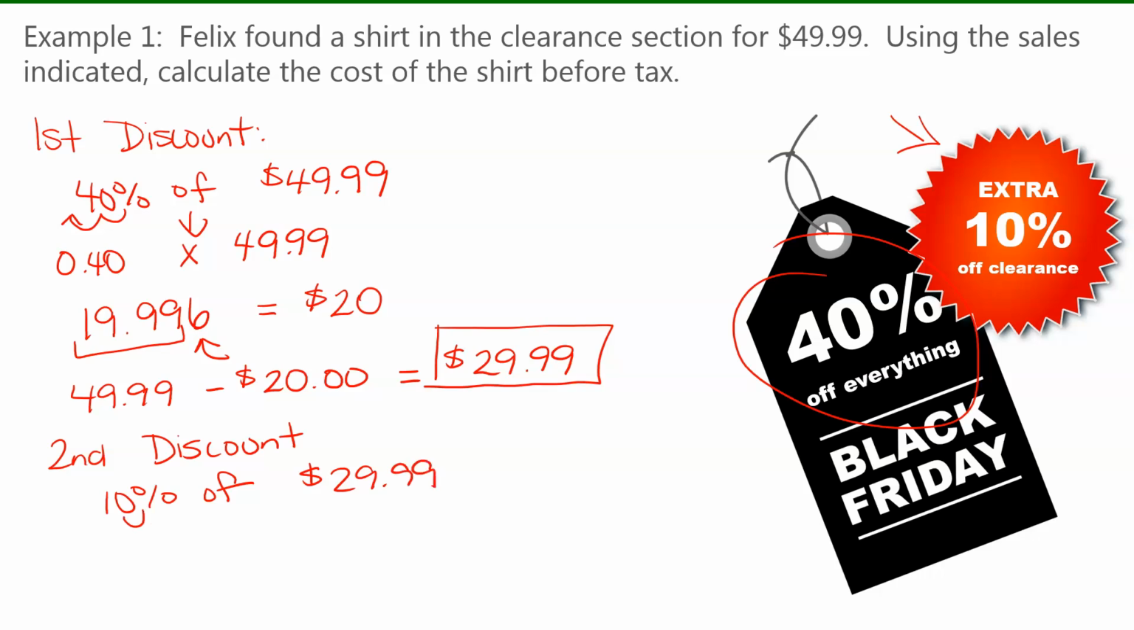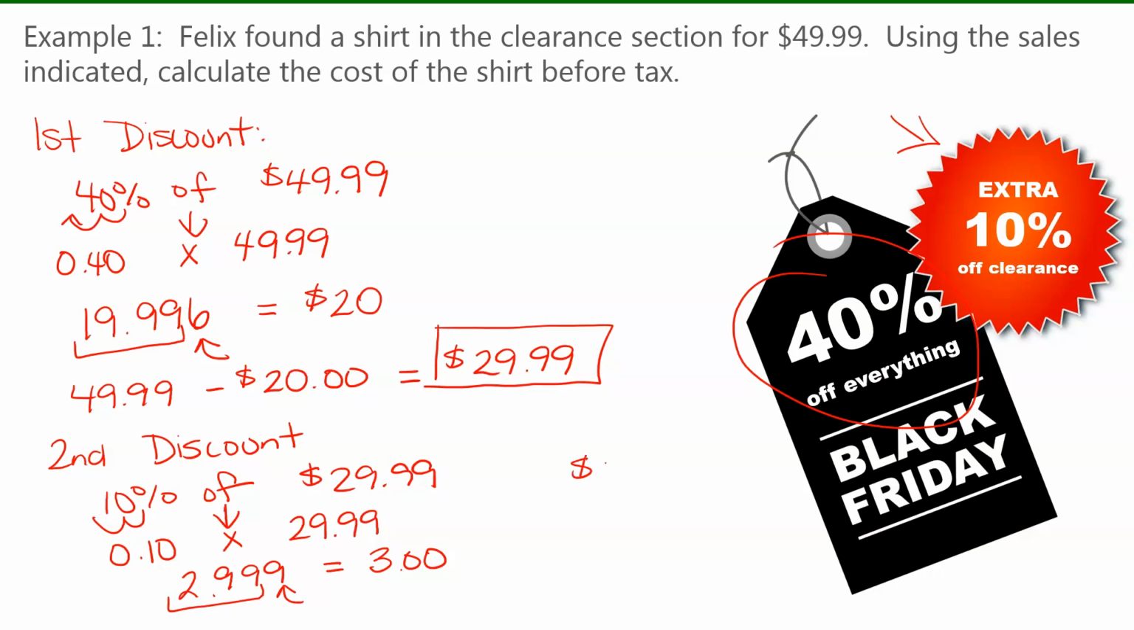So 10% becomes 0.10. Of means multiply, $29.99. We use our calculators, and 0.10 times $29.99, we get 2.999. So again, keeping in mind we're only allowed to have two decimal places, this 9 will round up the 9 previous to that. So 2.999 becomes $3. So that means we save an additional $3.